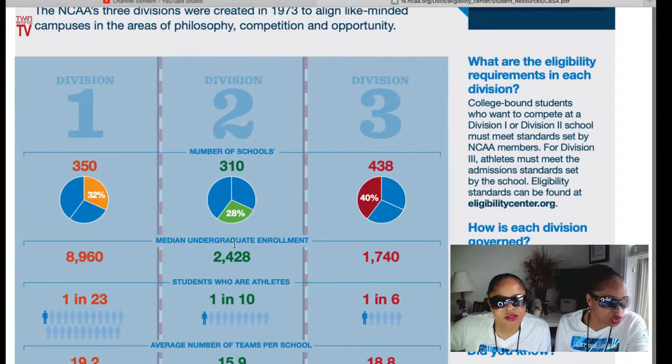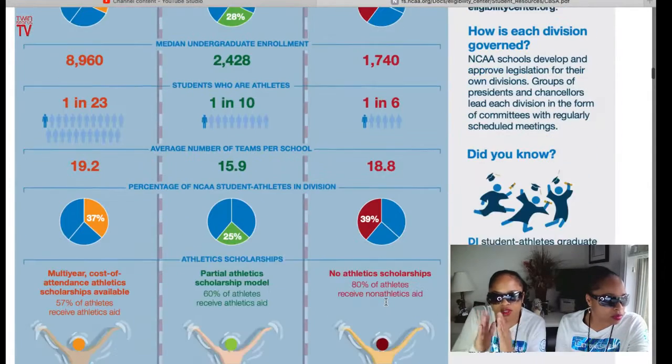But moving on to students who are athletes that are enrolling into these divisions. In Division 1, 1 out of 23 students are enrolled as athletes. And then in Division 2, you have 1 in 10. And Division 3, we have 1 in 6. Yeah, so the numbers get narrower as you go.